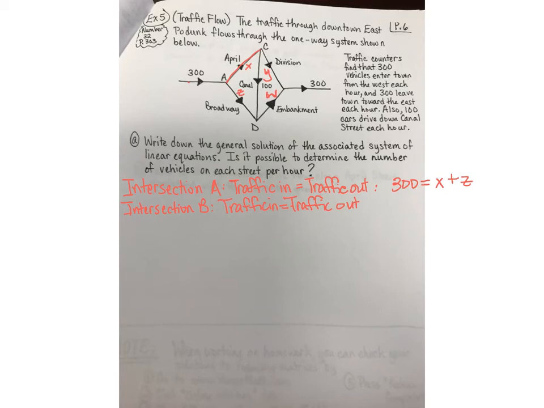So now we're looking at intersection B. So where is intersection B? You need to label it. So that's B. Okay, so traffic in is traffic out.